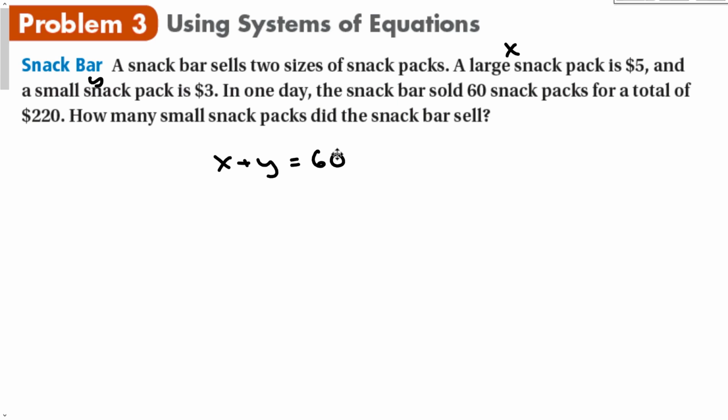Now let's deal with the money. Large snack pack is $5 plus small snack pack is $3, which gives me $220. Okay. So now for this problem, I see x is by itself, y is by itself. So let's solve this equation for one of them.